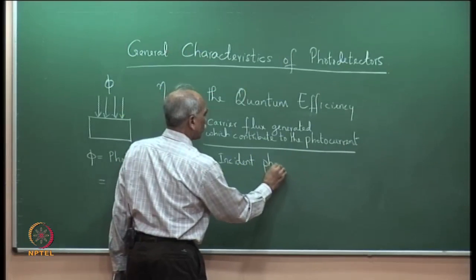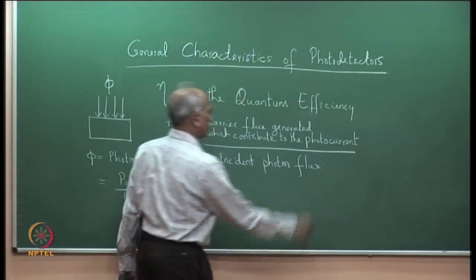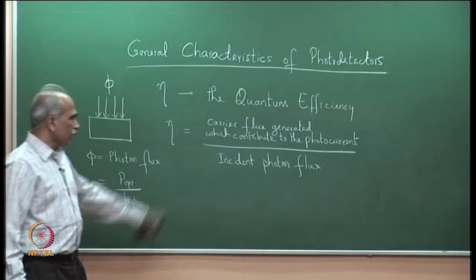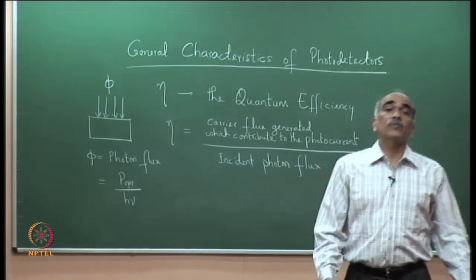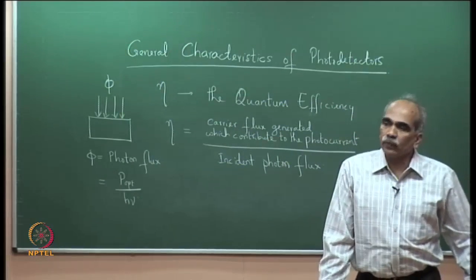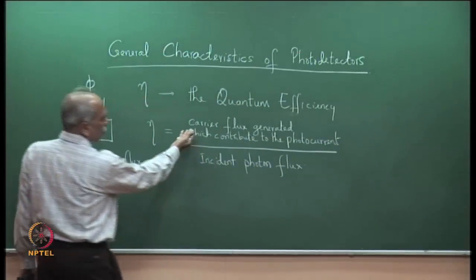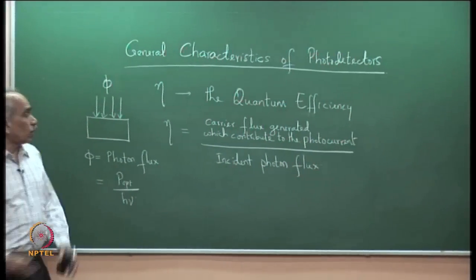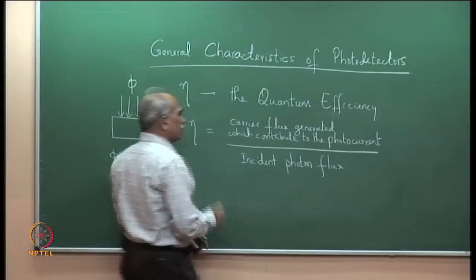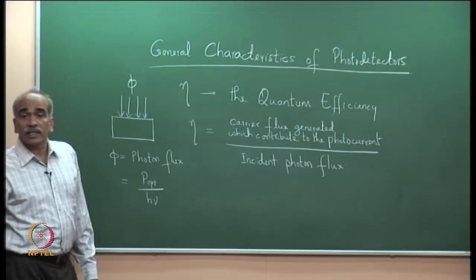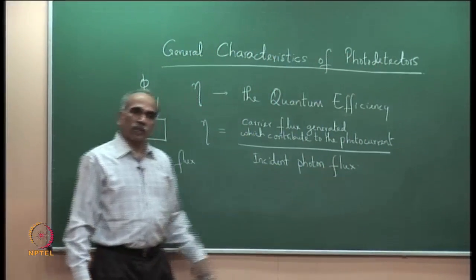Incident photon flux. Everything will become clear. Carrier flux generated, that is the number of carriers, electron hole pairs. An incident photon generates an electron hole pair, and the electron hole pairs generated which contribute, there is a clause here, which contribute to the photocurrent in the external circuit, divided by the incident photon flux.